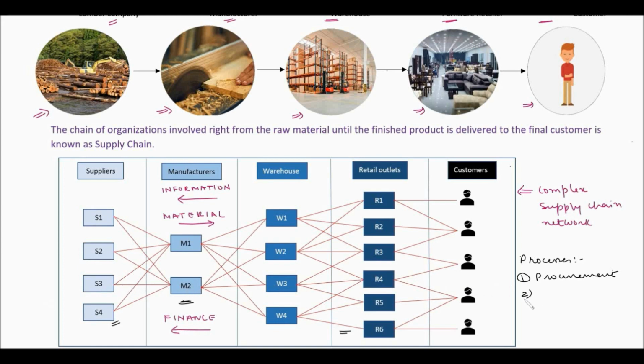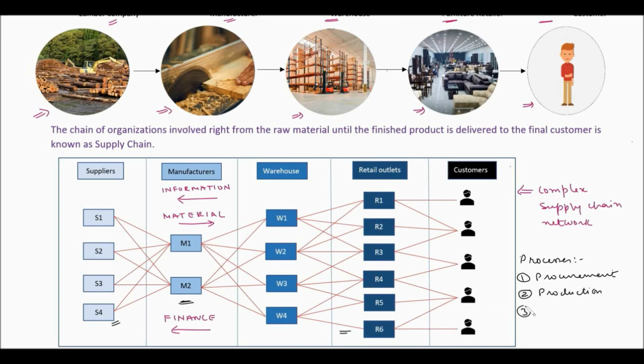The second key process is production of goods and services. So the manufacturing firm, after it gets the raw material from the suppliers, is required to produce the finished product which it can then sell to the customers.